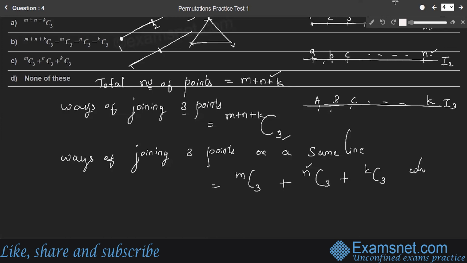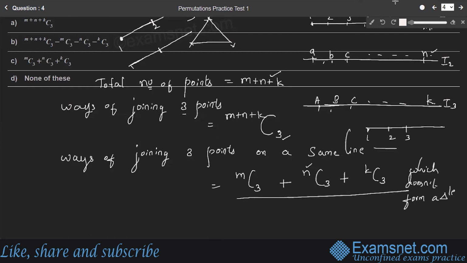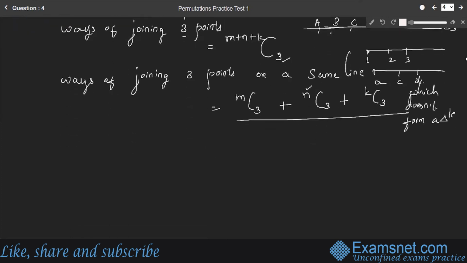These ways do not form a triangle. They just give a straight line. If you join 1, 2, 3, you will get a straight line. If you join a, c, d, the small a, c, d, you will get a straight line. So these are the ways in which a triangle cannot be formed. Therefore, the ways of forming a triangle by joining 3 points.